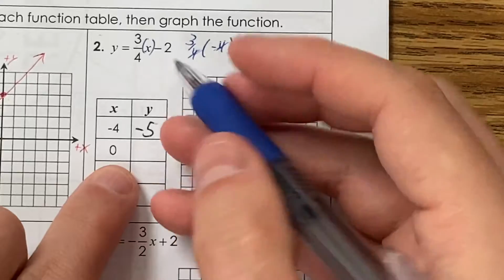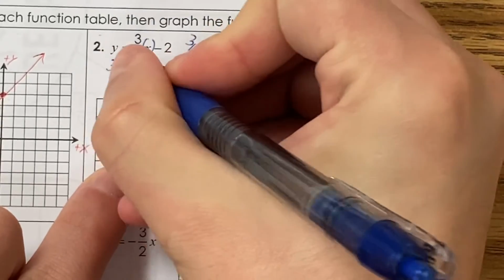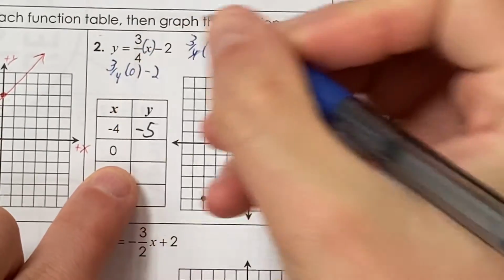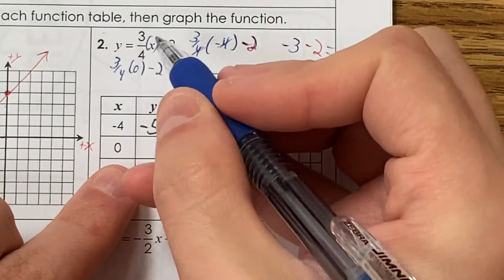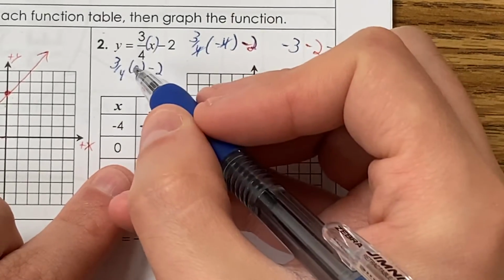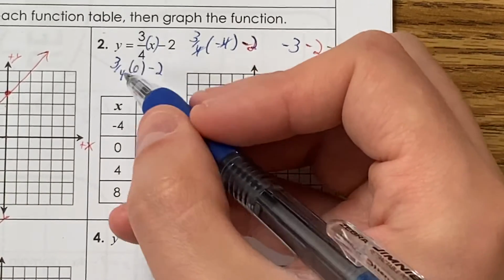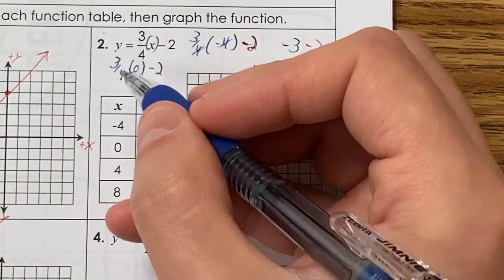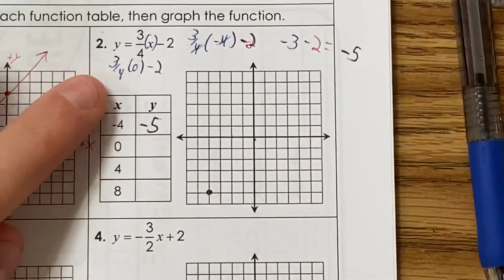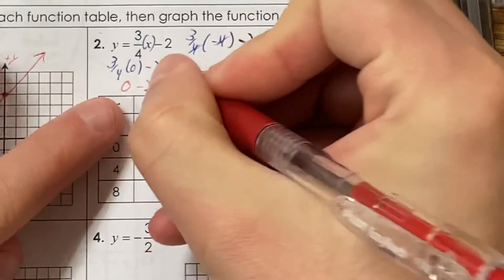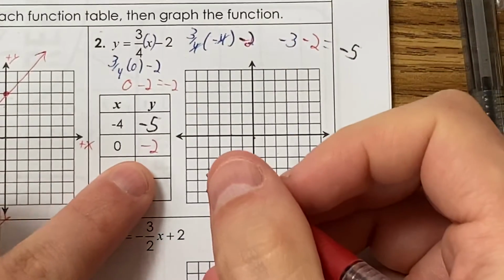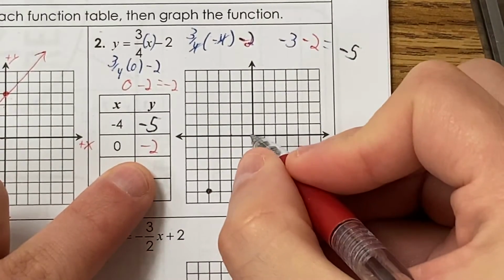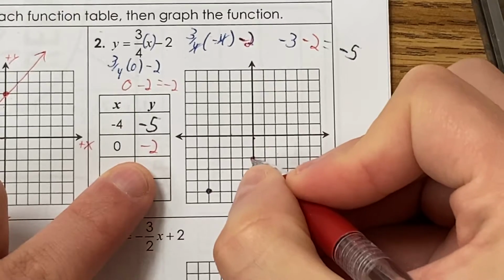0, luckily 0 is a pretty easy one. You have 3/4 times 0 minus 2. 0 is always easy to plug in for x because anything times 0 is just 0 again. So 3/4 times 0, there's no work I need to do. It's just going to be 0. So you end up with 0 minus 2, which is -2. So 0, -2.